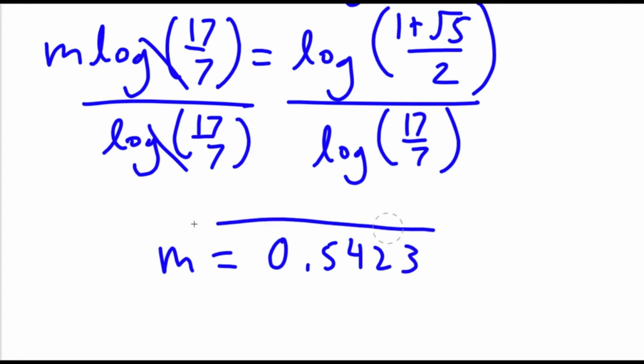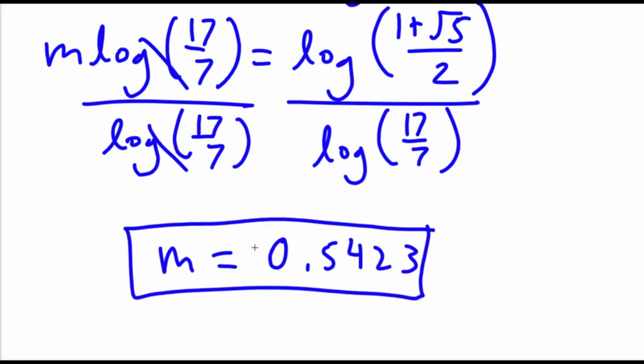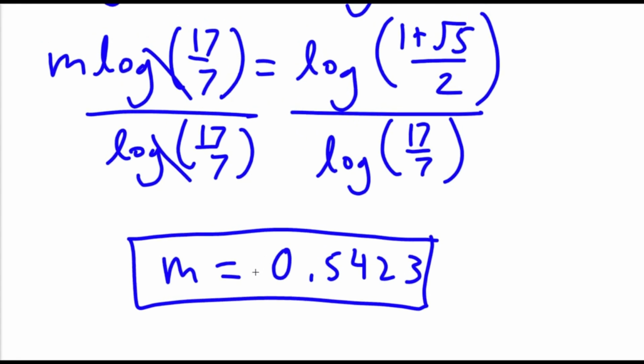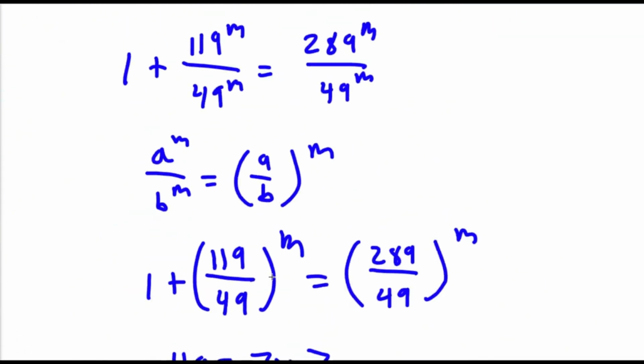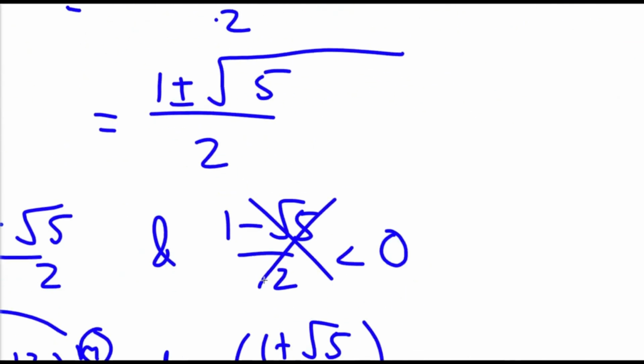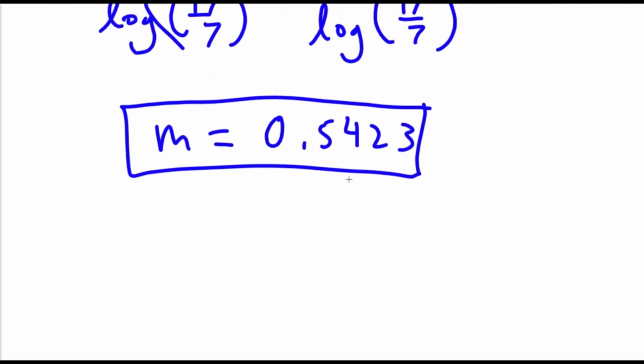0.5423. So my two values of m is m equals 0.523. Sorry, that is our only value of m. So m equals 0.5423.